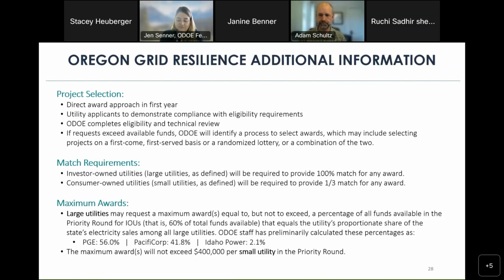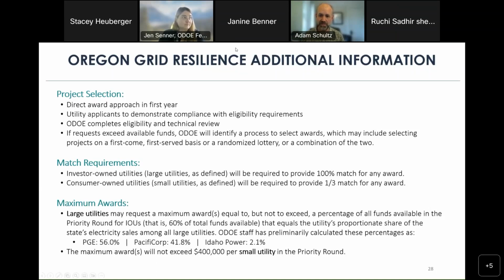And she was thinking that only 10 of the 37 consumer-owned utilities would be eligible for a maximum $400,000 grant. And so we're wondering about some of the assumptions that ODOE might have had in coming to that number about participation and eligibility in year one. Sure. Yeah, and again, totally welcome to hear feedback on this.